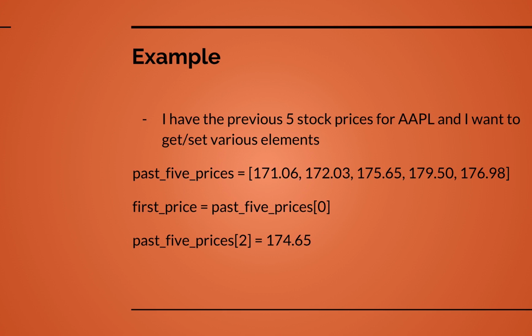In the next line, I'm taking that same list, past 5 prices, accessing the element at index 2. So that's the middle one, 175.65. And I'm changing it to a new value. Maybe I made a typo, and I want to change that to 174.65. So at that point, the list would read 171.06, 172.03, 174.65, then 179.50, 176.98. Okay, so that is actually modifying the original list, and so it contains that element at that index specified.